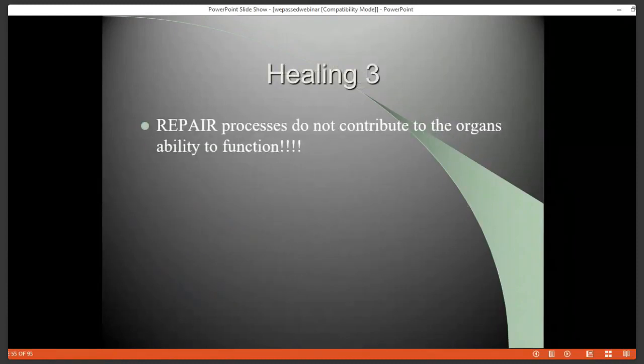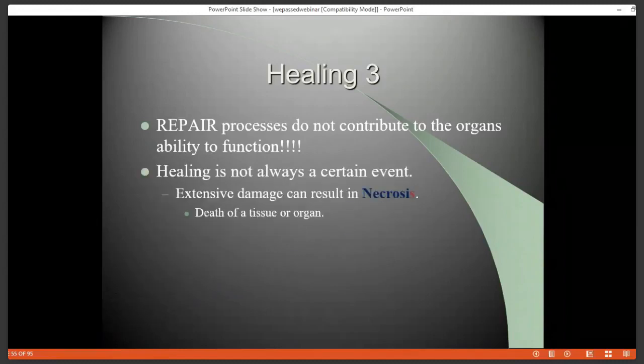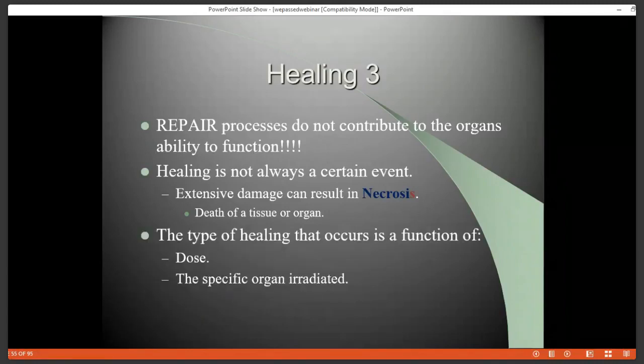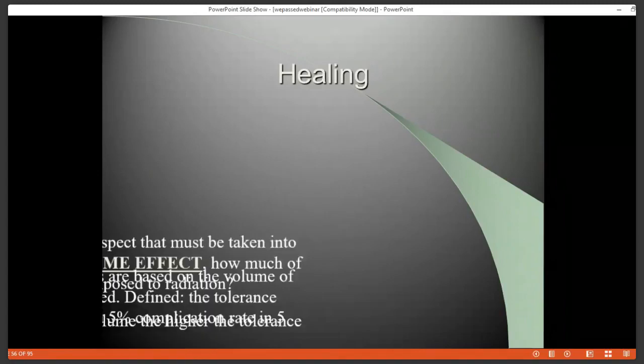Repair processes, as we said, do not contribute to the organ's ability to function, although it is a healing event. Healing is not always a certain event. If doses escalate to the point where they're above a tissue's ability to repair, you can end up with necrosis, which is death of a tissue or organ. The type of healing that's going to occur is really a function of dose and the specific organ irradiated. Lower doses allow for better healing, and tissues that have stem cell compartments associated with them, if there are some operating stem cells after the dose of radiation, will regenerate. And that is, again, another form of healing.